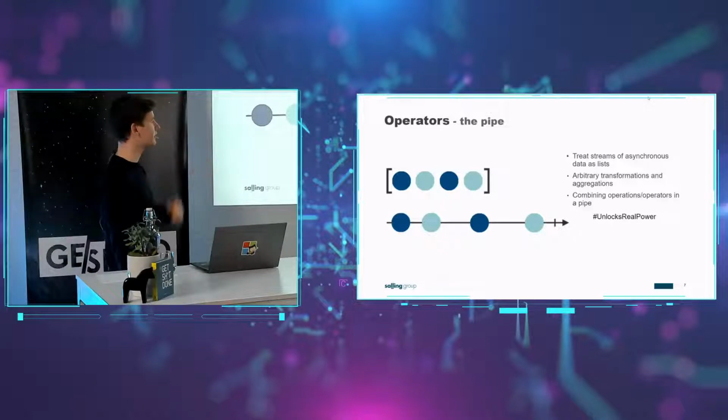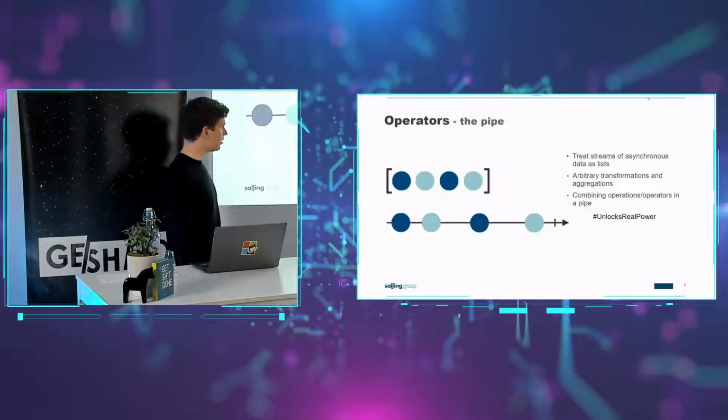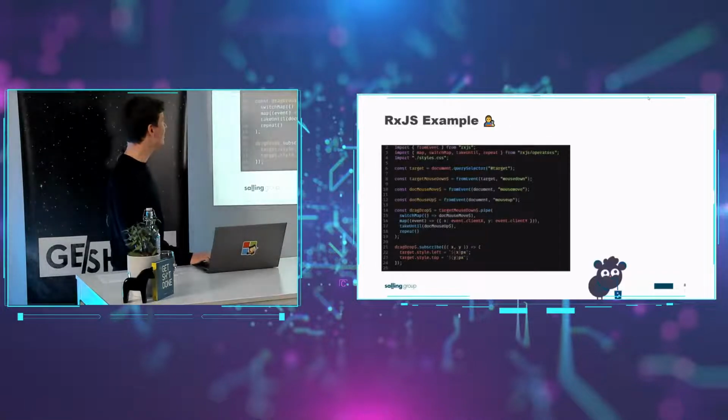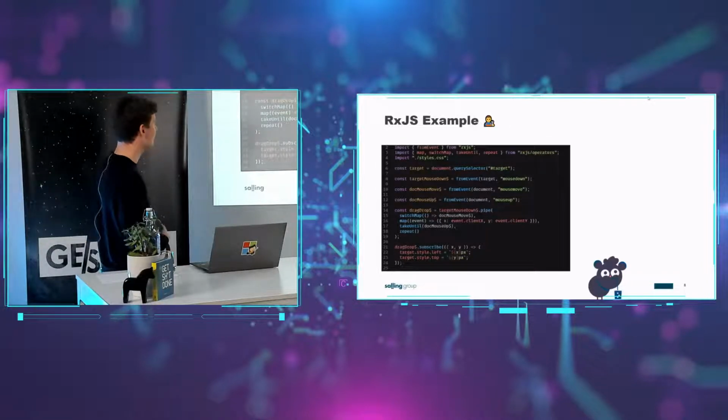And here I have tried to sum up the power of RxJS. It is that we can treat streams of asynchronous data as lists, like mentioned. We can perform arbitrary transformations and aggregations on these observables, which makes it really powerful. I'm going to demonstrate in a bit. And lastly, we can combine multiple of these operators to unlock real power. But enough talking. Now let me show you the power of Rx.